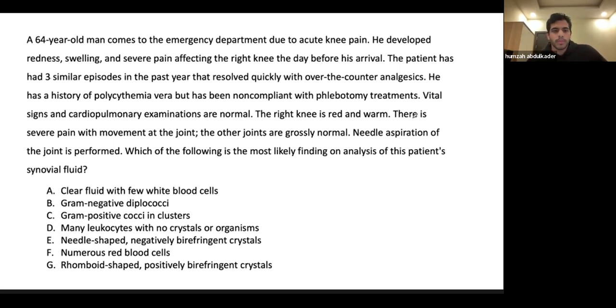The right knee is red and warm. There's severe pain with movement at the joint. Other joints are grossly normal. Needle aspiration is going to show what?